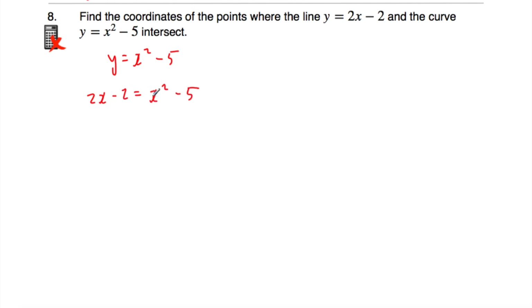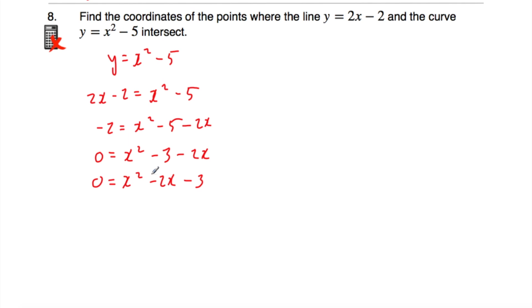Now we can just solve this. So let's take away 2x from both sides to begin with. On the left hand side we'll be left with minus 2, and on the right hand side we're going to have x squared minus 5 minus 2x. And then let's add 2 to both sides. So we're going to have 0 equals, and then on the right hand side we're going to have x squared. We had minus 5, we're adding 2, so it's now going to be minus 3 minus 2x. And let's just rearrange the order of this. So we've got 0 equals x squared, and then minus 2x minus 3.